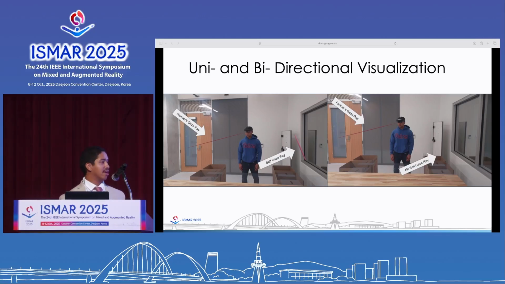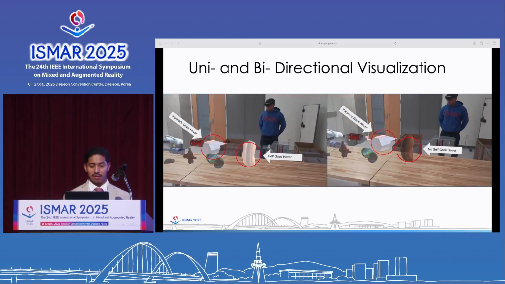And on the right one, we only have, of course, our partners. And this is, of course, the ray visualization. The next one that we have for determining the uni versus bidirectional is the gaze hover. And gaze hover highlights the object.